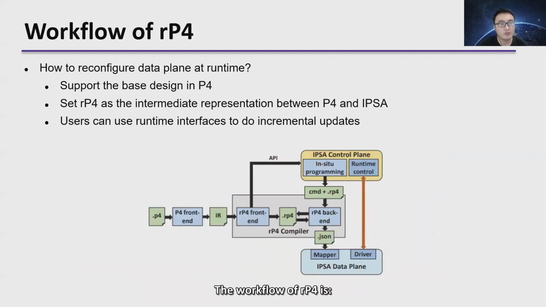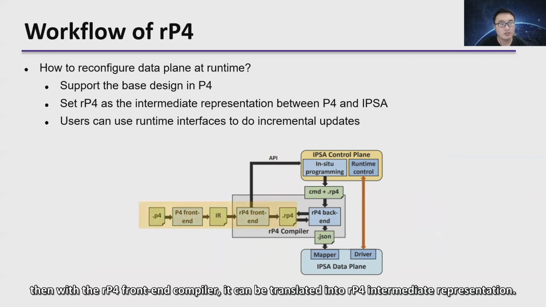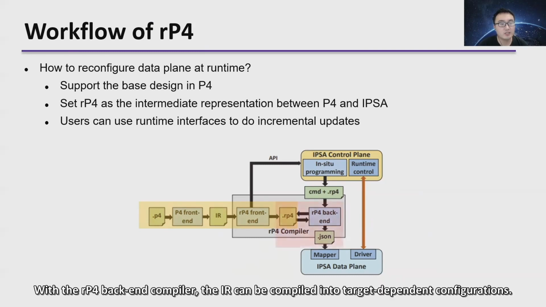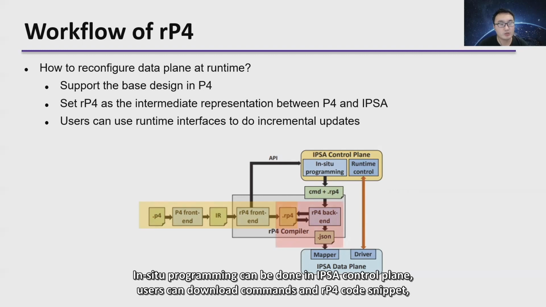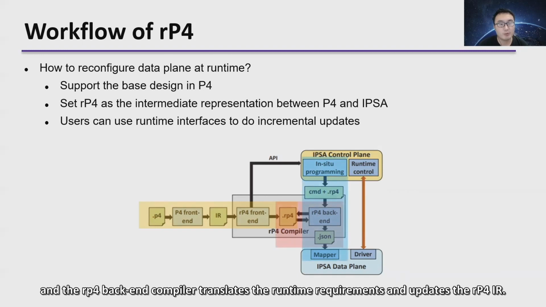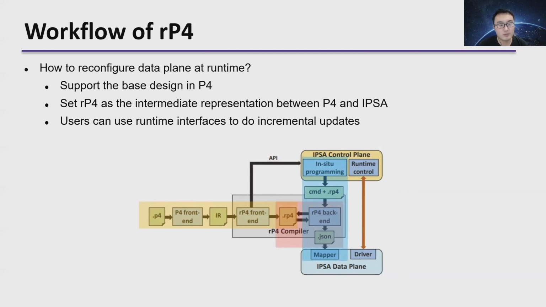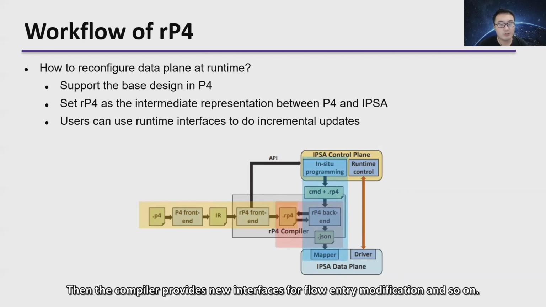The workflow of rP4 is, firstly, the user customizes the base design in P4. Then, with the rP4 front-end compiler, it can be translated into rP4 intermediate representation. With the rP4 backend compiler, the IR can be compiled into target-dependent configurations. In-situ programming can be done in the IPSA control plane. Users can download commands and rP4 code snippets, and the rP4 backend compiler translates the runtime requirements and updates the IR. Then, the compiler provides new interfaces for flow entry modification and so on.